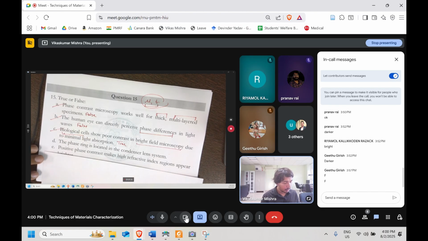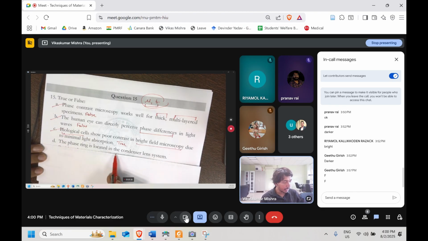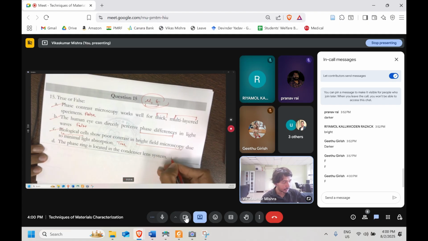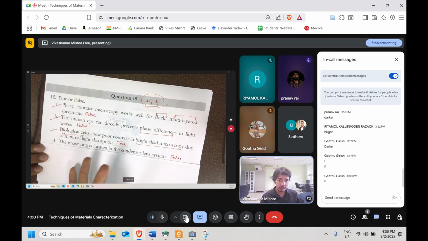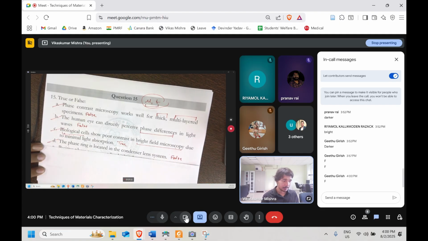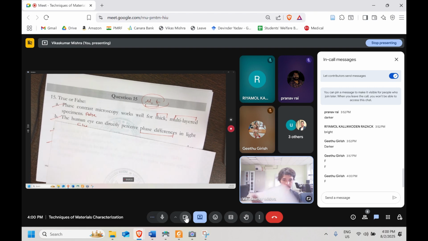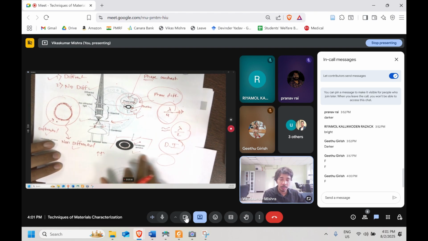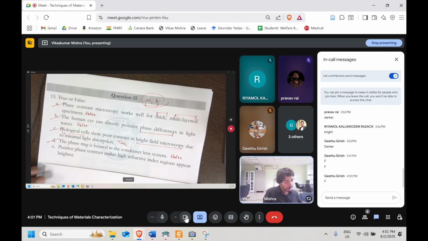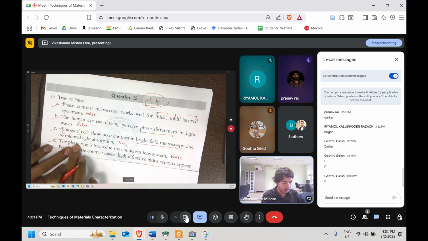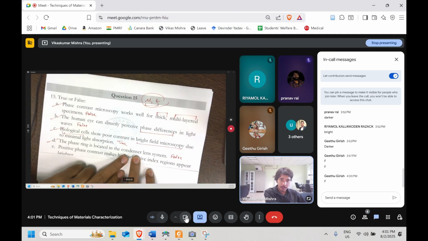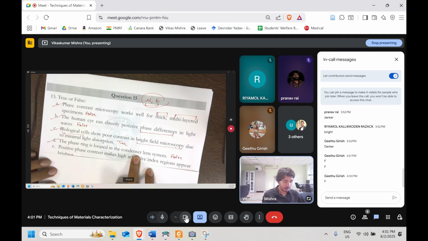Okay. Now let's move ahead. The phase ring is located in the condenser lens system. True or false? Very good. It's false. We know that it's located in the objective lens system. In the condenser lens system, what is located? The condenser annular, so the annular ring is there. If instead of the phase ring we had written the annular ring, then the answer would be B. Or if instead of writing the condenser lens we had written the objective lens, then the answer would be true. Okay. Now let's move to the next one, the last one.